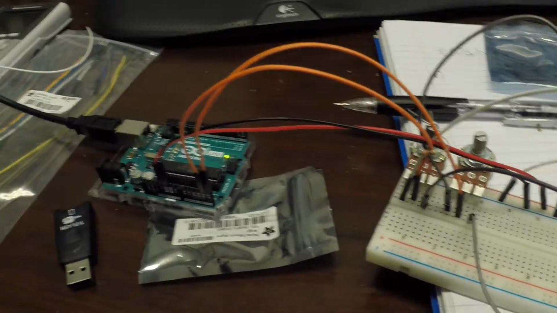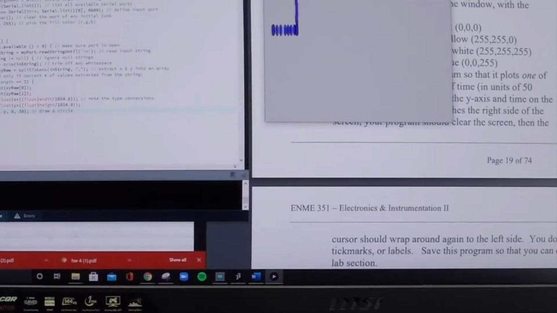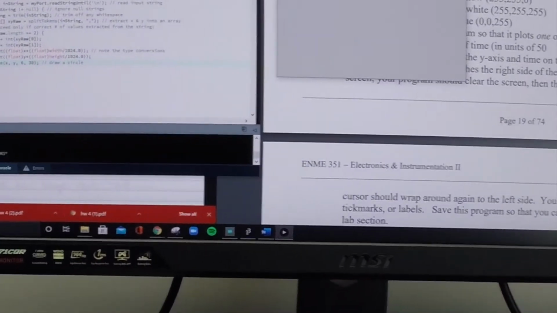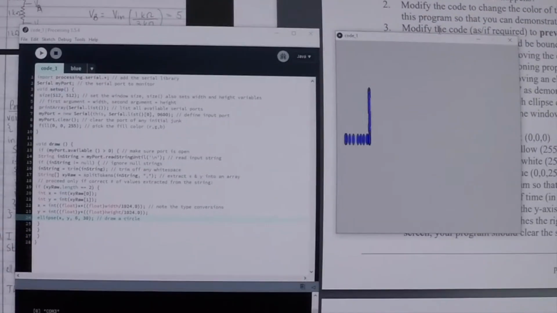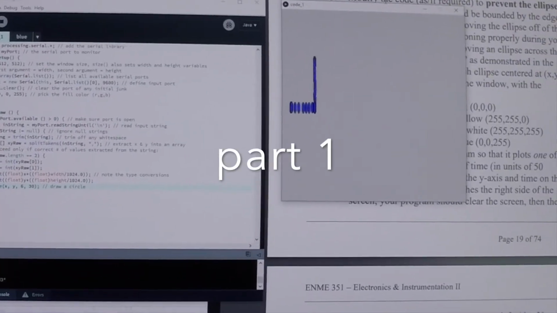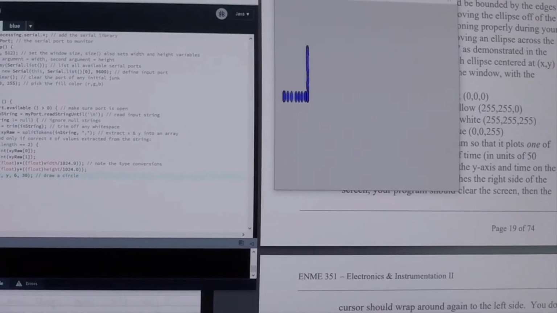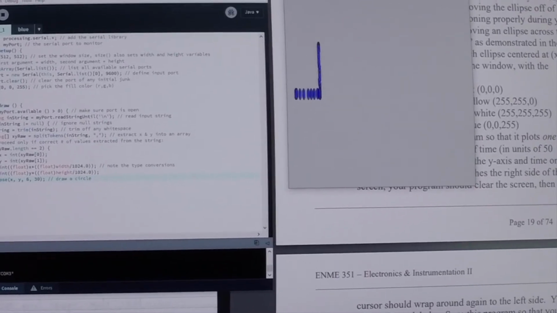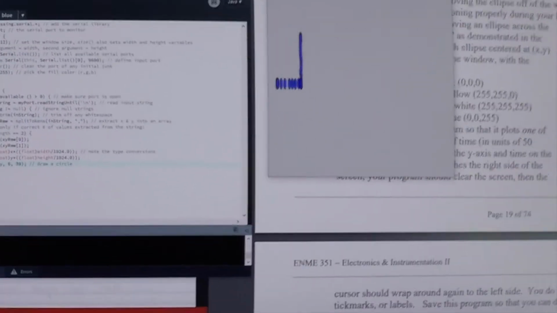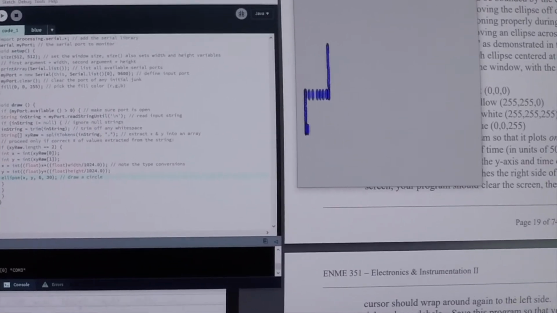Set up the circuit. This is for parts 1, 2, and 3. So here I changed the color to blue. I just have to change the fill color to 0, 0, 255, because red is 0, green is 0, but blue is the full value.